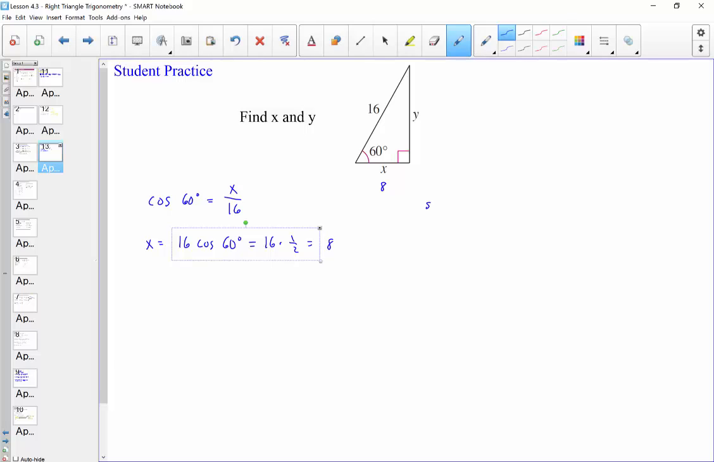The sine of 60 degrees equals the opposite side, y, over the hypotenuse 16. In solving for y, we get y equals 16 times the sine of 60 degrees, which equals the square root of 3 over 2. So we get 16 times the square root of 3 over 2, which reduces to 8 times the square root of 3.